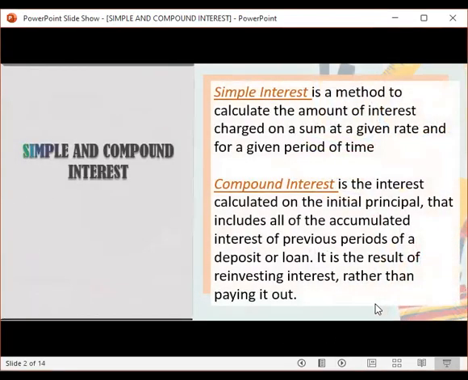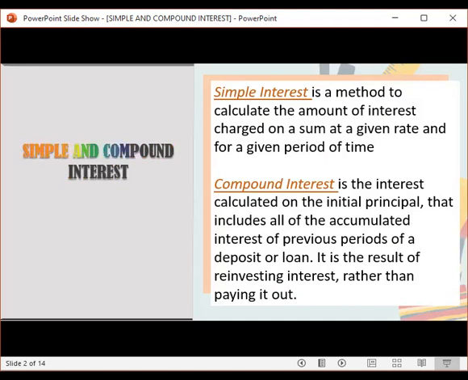First, let's unlock the definitions. Simple interest is a method to calculate the amount of interest charged on a sum at a given rate and for a given period of time. Compound interest is the interest calculated on the initial principal that includes all of the accumulated interest of previous periods of a deposit or loan. It is the result of reinvesting interest rather than paying it out.